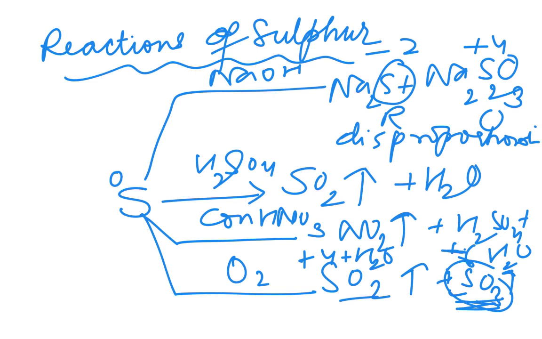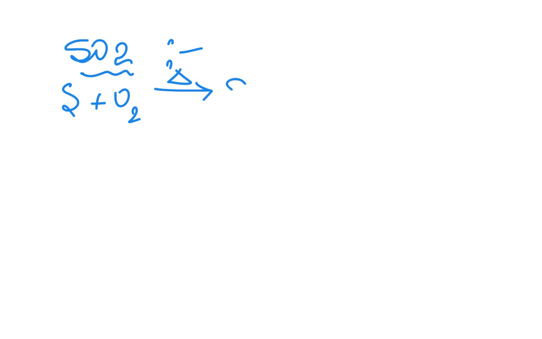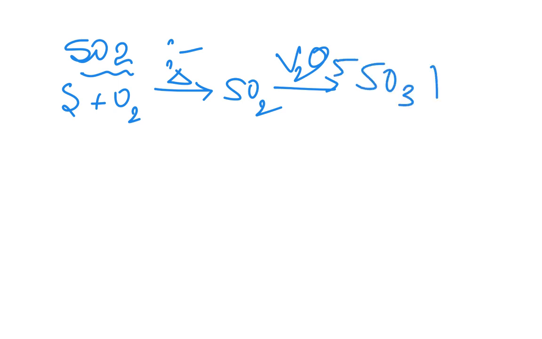Now next, let us move to SO2, preparation of SO2. SO2 can be prepared by directly burning sulfur with oxygen, heating it, and you will get SO2. And if you use vanadium pentoxide, then you will get SO3. That is in the contact process.